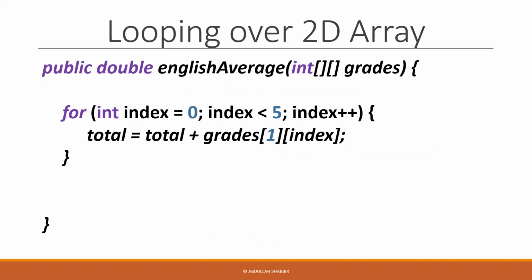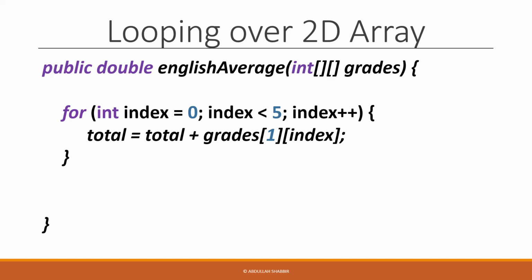English average is a function that calculates the average of a two-dimensional array. It takes in this two-dimensional array of integers as an input parameter and returns a double value which is equal to the average of all the items in that two-dimensional array.